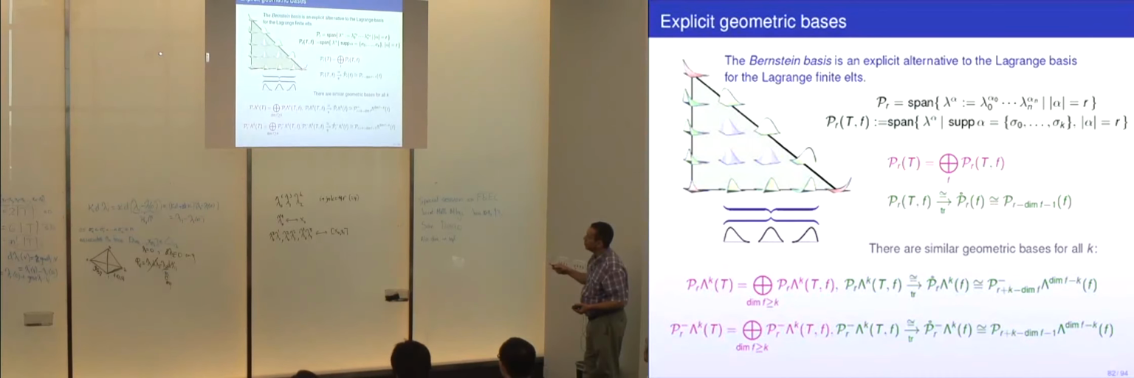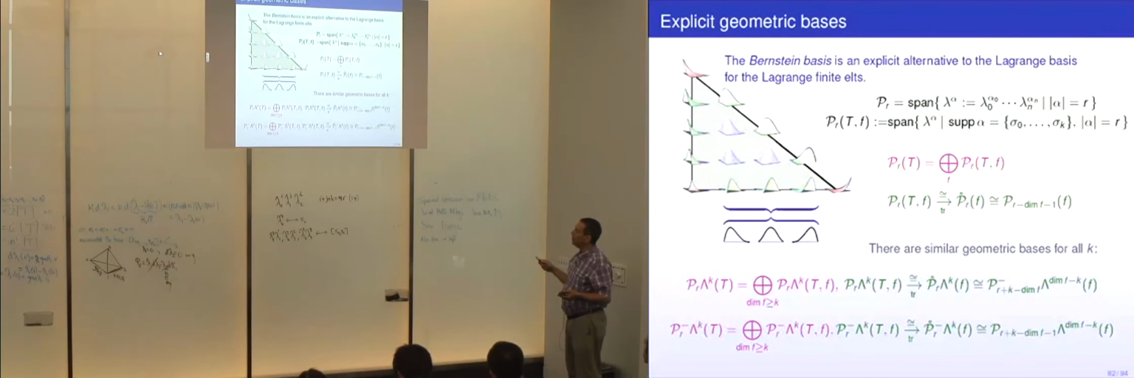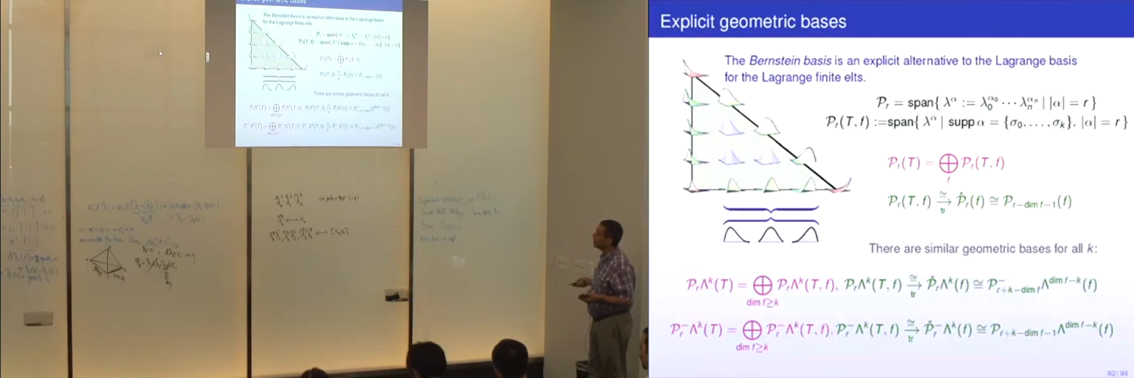So the span of this one function is P_r T of that vertex. The span of these three functions is P_r T of that edge. The span of these three blue functions is P_r T of T. Then, since it's a partition of the set, we obviously have P_r T as a direct sum of these spans. This is what we call a geometric decomposition. We've decomposed the finite element shape function space into a sum of things, each of which is indexed by the faces of the simplex.